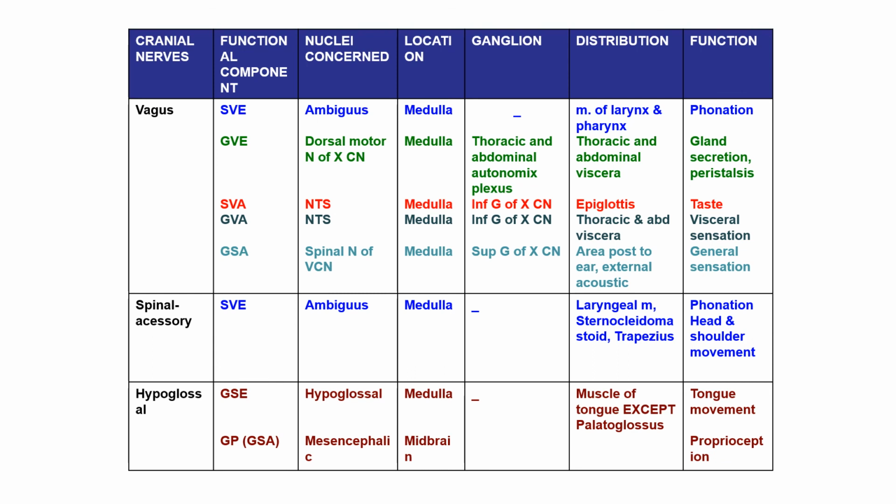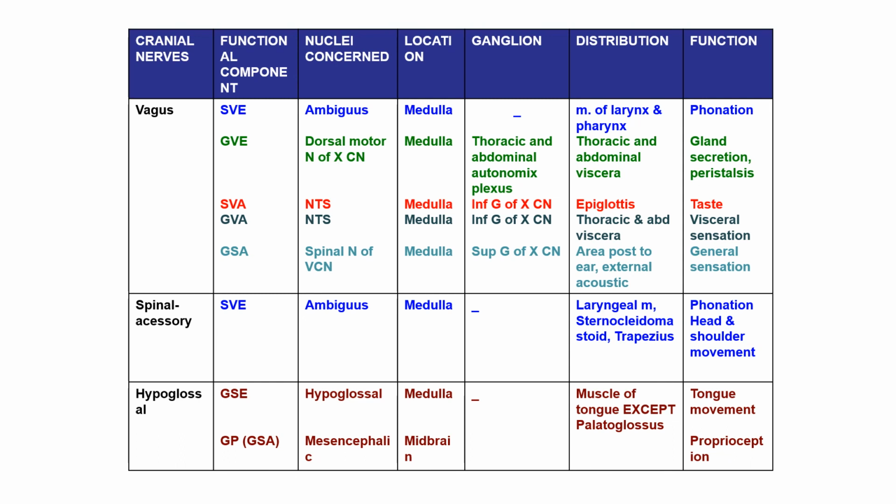The last component is the general somatic afferent column. The nucleus concerned with this column is the spinal nucleus of the trigeminal nerve, which is located in the medulla. The ganglion concerned is the superior ganglion of the vagus nerve. The fibers are distributed to the area posterior to the ear, external acoustic meatus, etc., and help in carrying the general sensation from these regions.